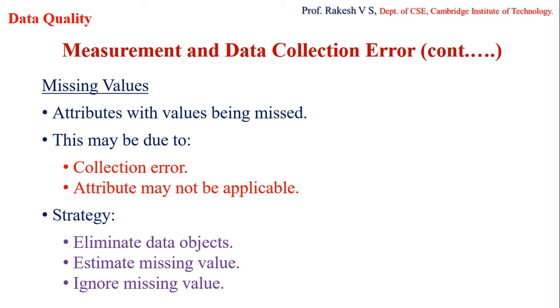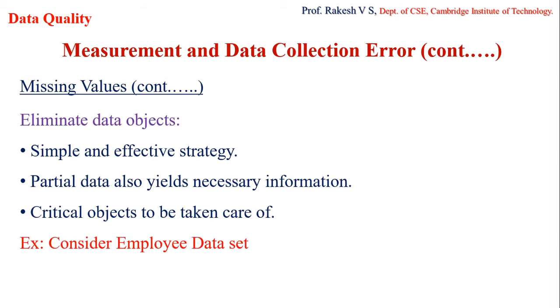We have three strategies. First one is to eliminate the data object or the attribute whose values are missed. The second strategy that we can apply here is to estimate the missing value. And the third strategy that we can apply is ignoring the missing value. So these are the strategies which you can apply in order to perform the analysis. Now consider eliminating the data object. What do you mean by this? This actually is a simple and effective strategy.